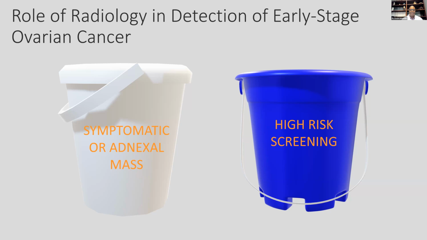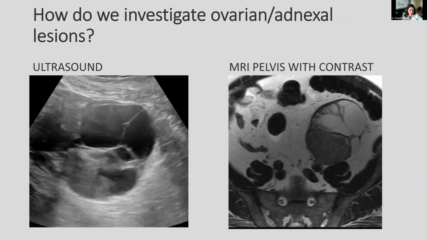Next slide. Yeah, so I suppose the next question is, how do we investigate these two buckets? Predominantly if somebody's symptomatic or there's a suspicion of an adnexal mass, either on clinical examination or on another modality such as CT. So our two mainstays that we use are both ultrasound and MRI of the pelvis with contrast. So I'm just going to talk a little bit about both of those.